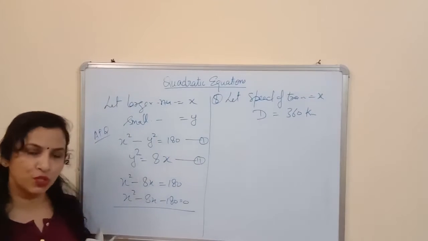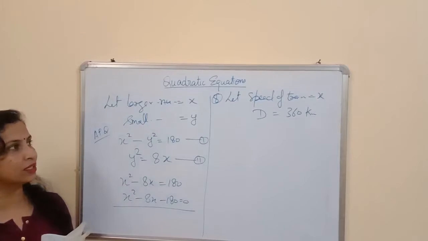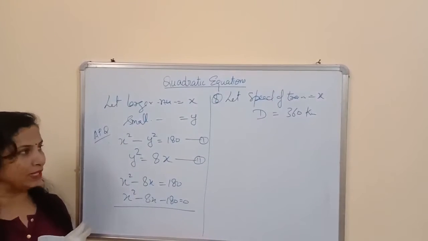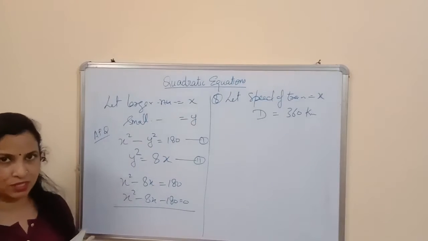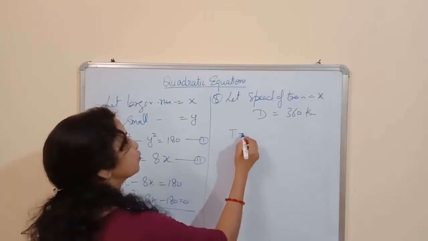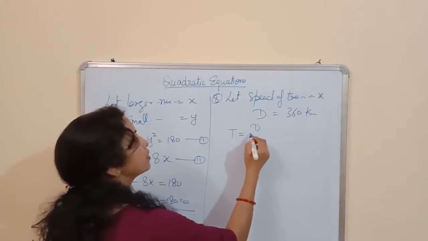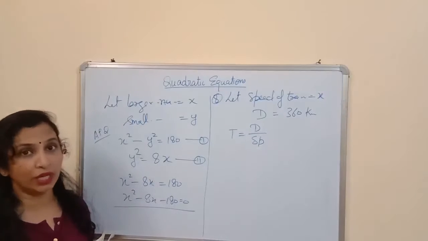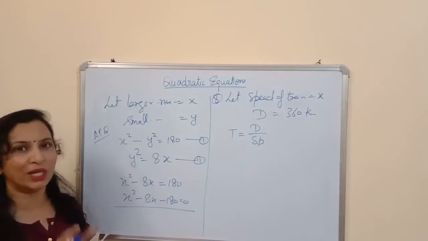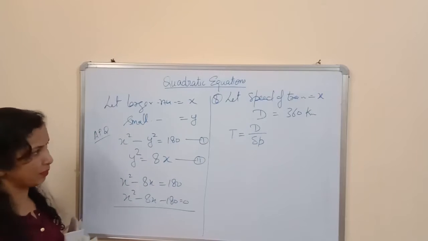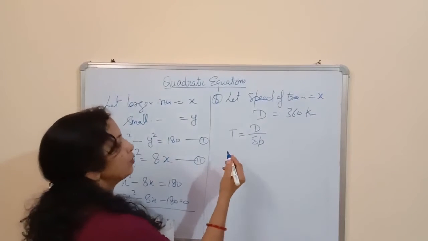In such types of questions, in which the speed and distance are given, if you increase the speed, the time will be less. In quadratic equations, we actually find the time. This is the easy method to solve these questions. Time is equal to distance upon speed. By using this formula, you can easily make the quadratic equation. For solving, you can use the quadratic formula or the factorization method.